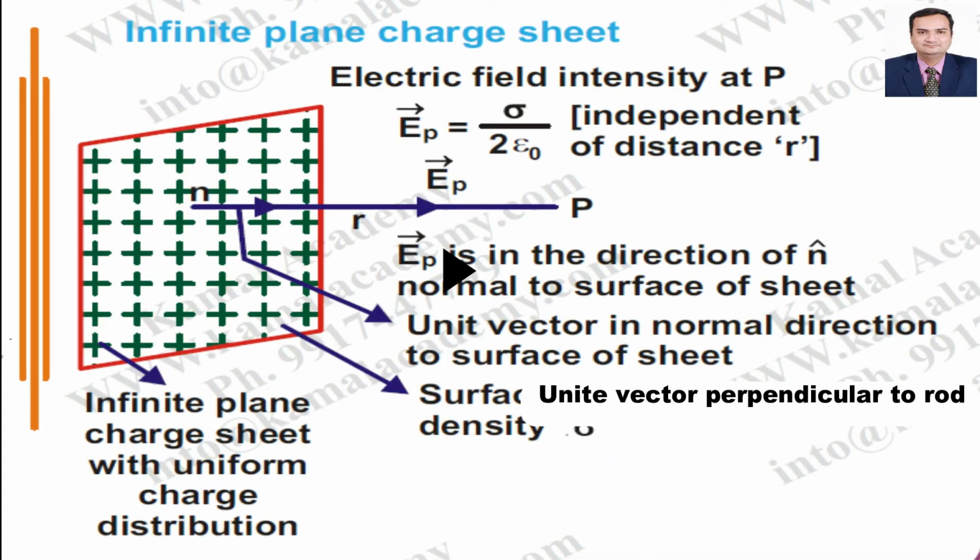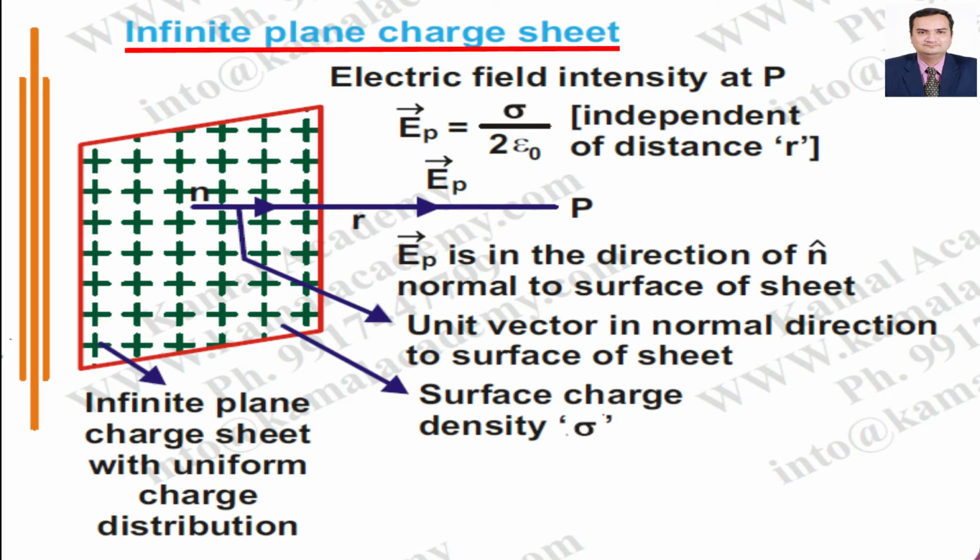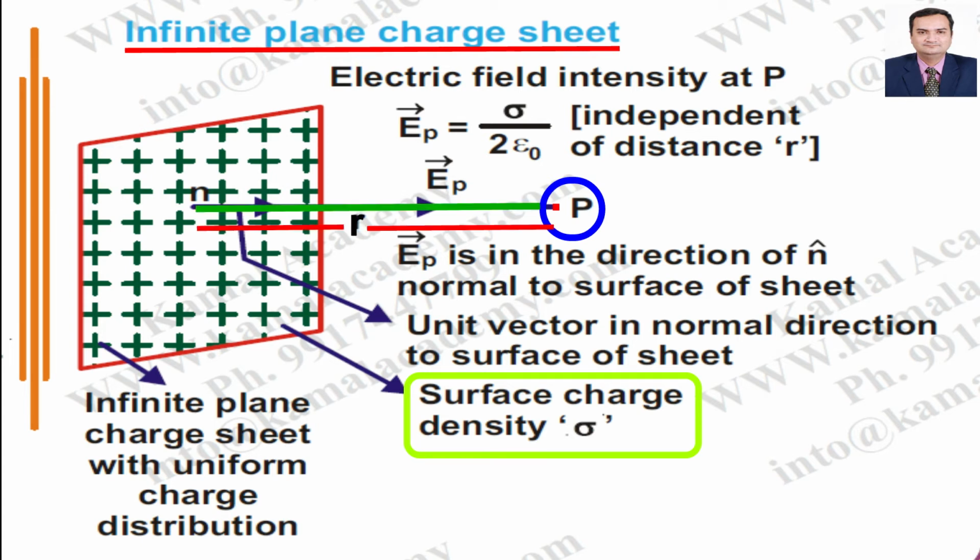Let us consider an infinite plane charge sheet with uniform positive charge distribution. Let sigma be the surface charge density of the sheet. So sigma represents the magnitude of charge present on unit area of the charge sheet. The electric field intensity at point P, which is at a distance r from infinite plane charge sheet, is given by EP equal to sigma upon 2 epsilon naught.